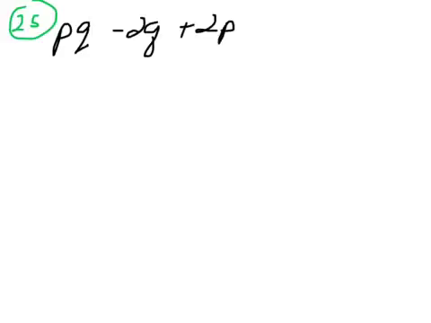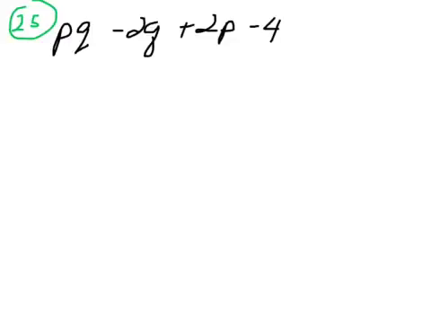Now 25 is a factoring by grouping problem that is not done. What we just looked at was some factoring by grouping that already had some work done to it. In 25, we have PQ minus 2Q plus 2P minus 4. We've got 4 terms, so first let's check: there's nothing that can combine. There are no like terms here.